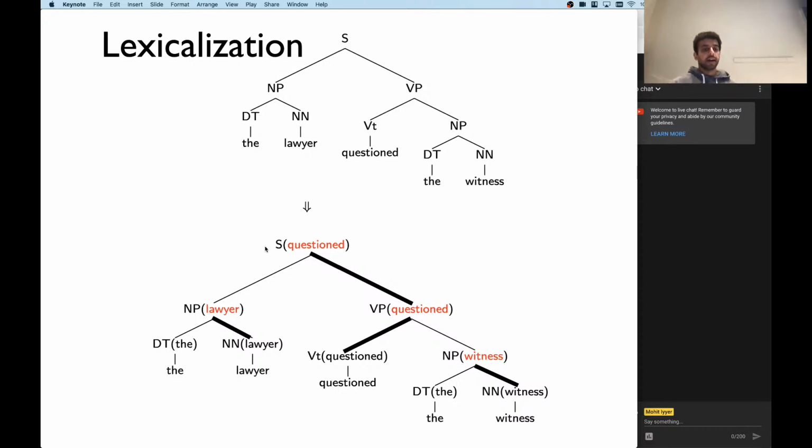So you can see this kind of sparsity issue emerging, right? How many times are you going to have a sentence where the main verb is questioned in the past tense? So you have to make some decisions to balance sparsity with the improved information gain that you get here.